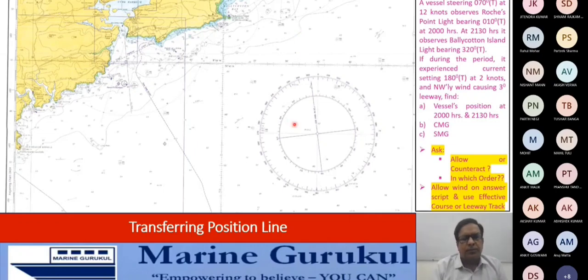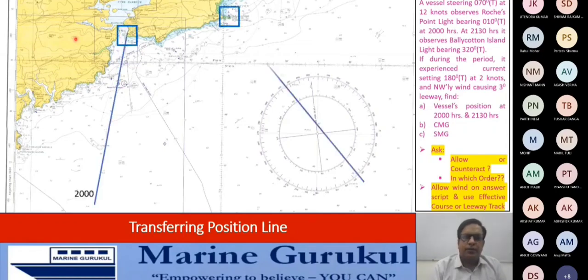when we had the wind problem, we got an effective track of 073 degrees true. So in this case also, when you allow northwesterly wind, the leeway track shall automatically be 073 degrees true. So we get going with the plotting. Identify the landmarks, draw the PL at 2000 hours, draw the PL at 2130 hours.